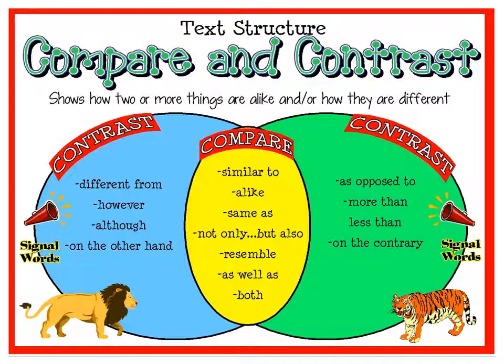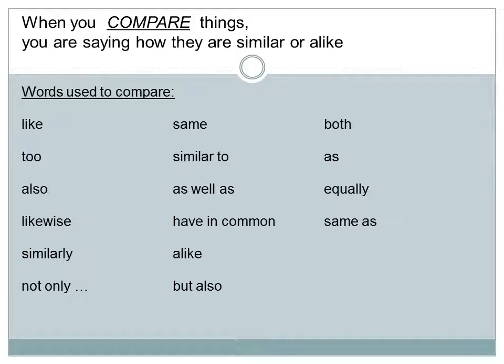You use Venn diagrams. You can see a Venn diagram here where you can easily compare and contrast. So when you compare things, you're saying how they are similar or alike. Some of the common words that you can use to compare would be like, as well as, have in common, likewise, similarly, not only, etc.